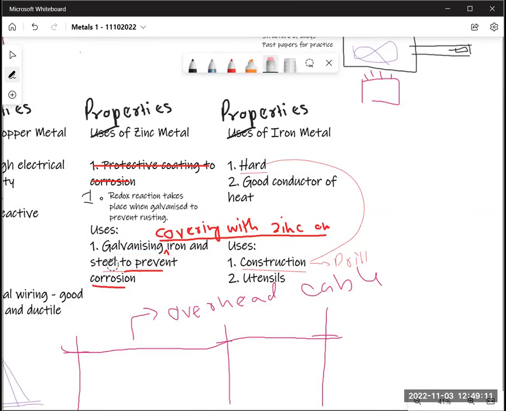Sir, I'm done with both properties of zinc. Have you written iron? Done, sir. Iron metal too. All right, finish with iron. So have you finished iron as well? So you just have to write the second one in iron, the uses. One second. Okay. Now, Ritika, read the properties of iron metal. Properties of iron metal: hard, good conductor of heat, and uses are construction and utensils.